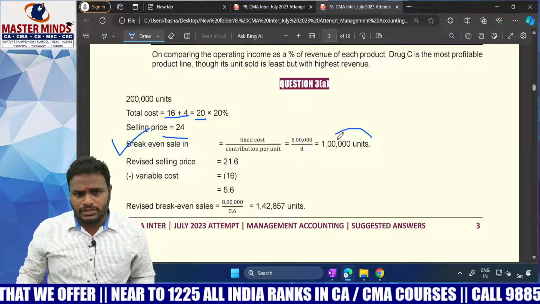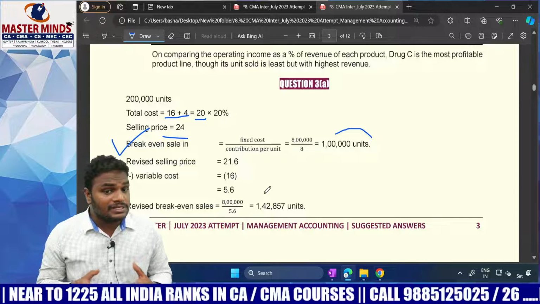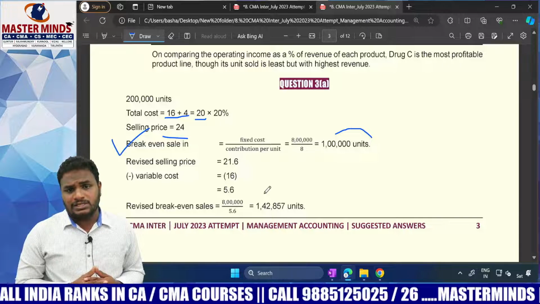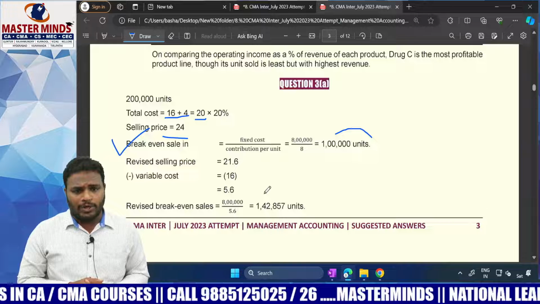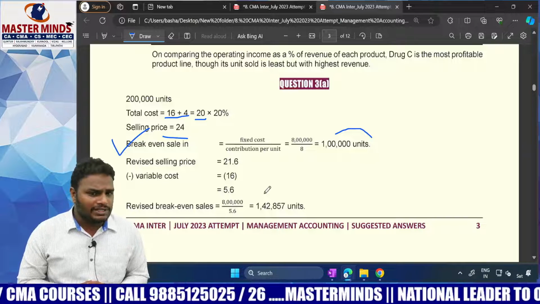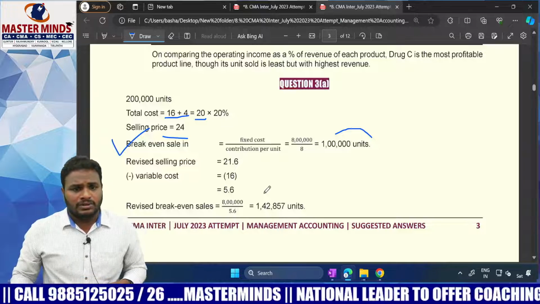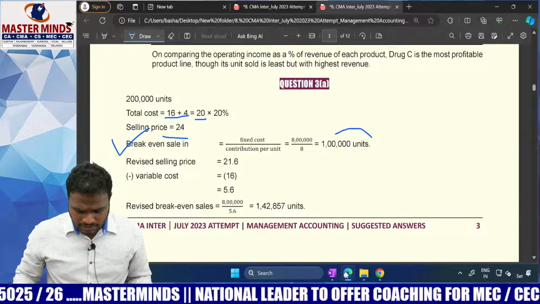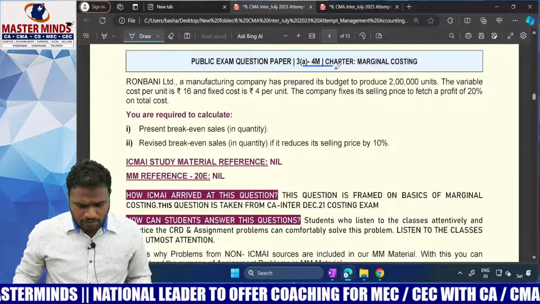1 lakh units. Now in the second scenario, the selling price is reduced to 21.6. Now the variable cost is only 16. Then the contribution is 5.6. Then the revised break-even sales is 1,42,857. Basic only, right? How many marks? 4 marks.